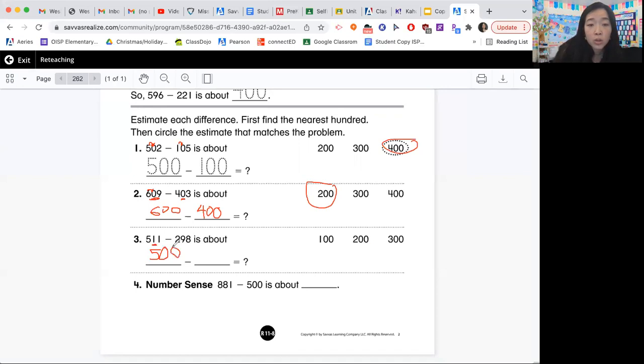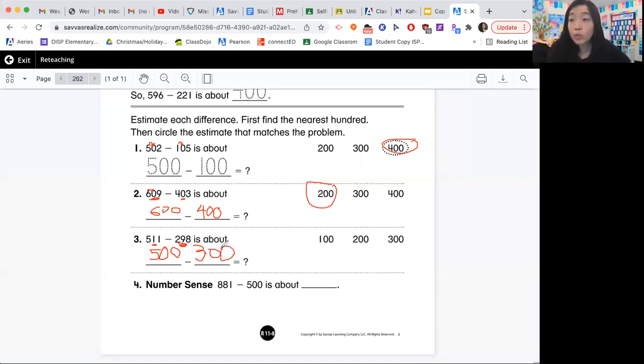Now we have the number 298. Ooh, that's closer to another number. The 9 is going to tell us to do what? Soar up to 300 or stay at 200? Stay at 200. No, 5 or more, let it soar. So what is the 9 going to tell us to do? The 9's going to tell us to go up more, soar up to 300.